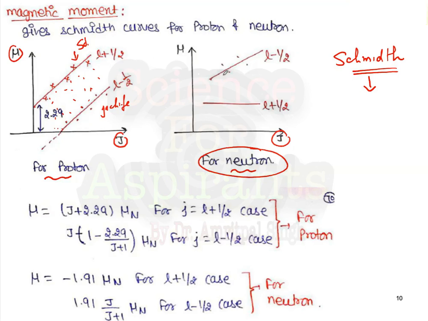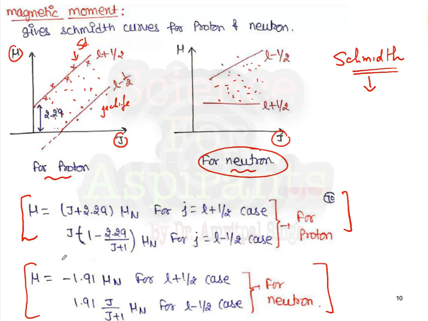Similarly, most atomic nuclei have magnetic moments lying within these line limits. These are the formulas which you need to remember. This is for the proton. You can see that the magnetic moment has a positive value, and this is for the neutron, and you can see that the magnetic moment has a negative value for the neutron.